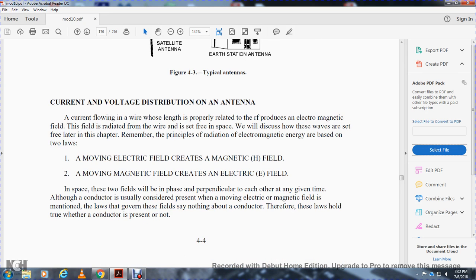Alright, current and voltage distribution on an antenna. The current flowing over a wire whose length is properly related to the radio frequency produces an electromagnetic field. The field is radiated from the wire into space. We'll discover how these waves are set up later in the chapter.